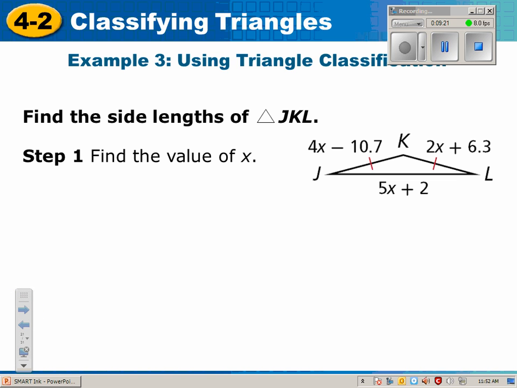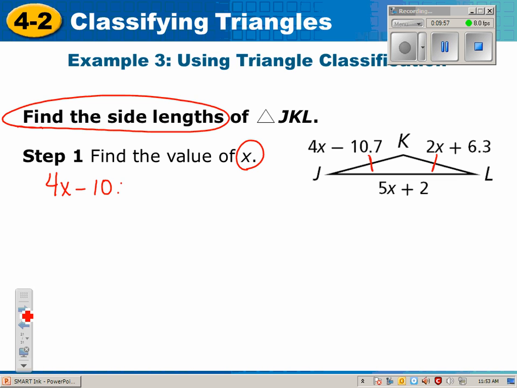Next one. Now we're not just classifying, we're trying to apply it to some problems, solving for their lengths. What kind of triangle do I have in this picture? Isosceles. It's got 1 marking and 1 marking, which means those 2 sides are congruent. So if I want to find the value of the side lengths, the first thing I'm going to have to do then is find the value of x. So what do I need to do? Set them equal to each other. Which ones am I setting equal? JK and KL, good. So 4x minus 10.7 should equal 2x plus 6.3.